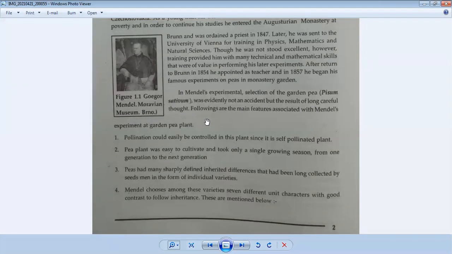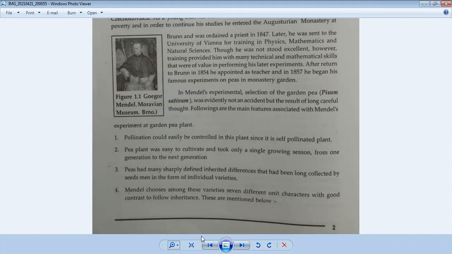ऐसा नहीं है कि पाइसम सटाइवम का जो एक्सपेरिमेंट परफॉर्म किया था, it is not an accident. ठीक है, कोई एक्सीडेंट नहीं था। वो उसी पे काम कर रहे थे। वो फाइंड आउट कर रहे थे कि जब हम क्रॉस ब्रीडिंग, यानी सेम स्पीसीज के दो प्लांट्स में क्रॉसिंग करते हैं, तो कैरेक्टरिस्टिक्स कैसे ट्रांसफर होते हैं एक जनरेशन से दूसरे जनरेशन की तरफ, वो पता करने की कोशिश कर रहे थे। Following are the main features associated with Mendel's experiment on the garden pea plant.